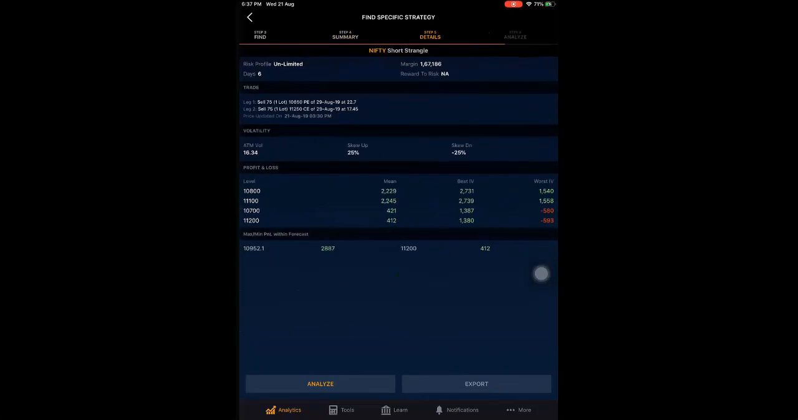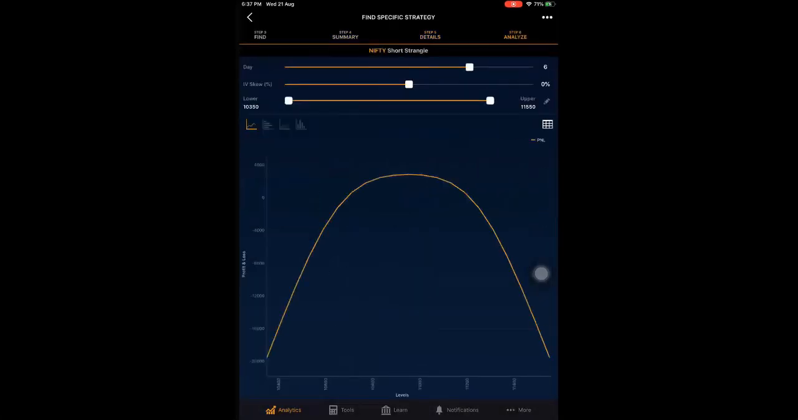Here you can see the strategy. It's saying 10,650 put selling and 11,250 call. Despite my view being 10,800 to 11,100, it is not being stereotyped. It is giving you different strikes which have a higher probability of success. You can see I selected Tuesday, so it was 2 days left before, and it was showing me for the 6 days.